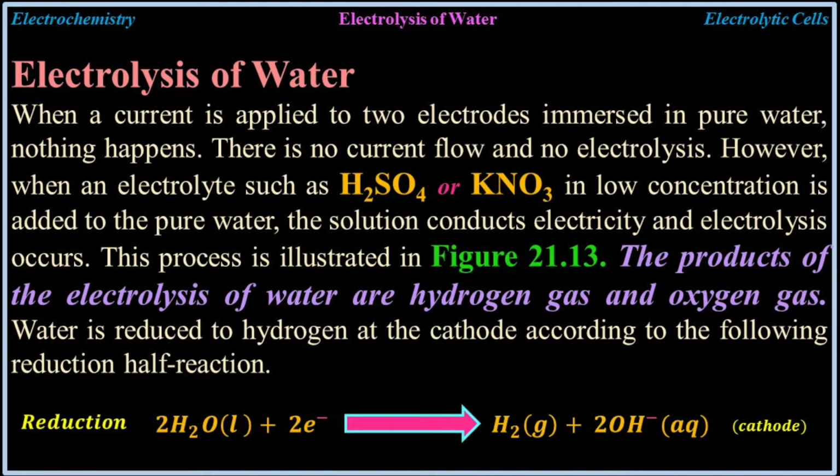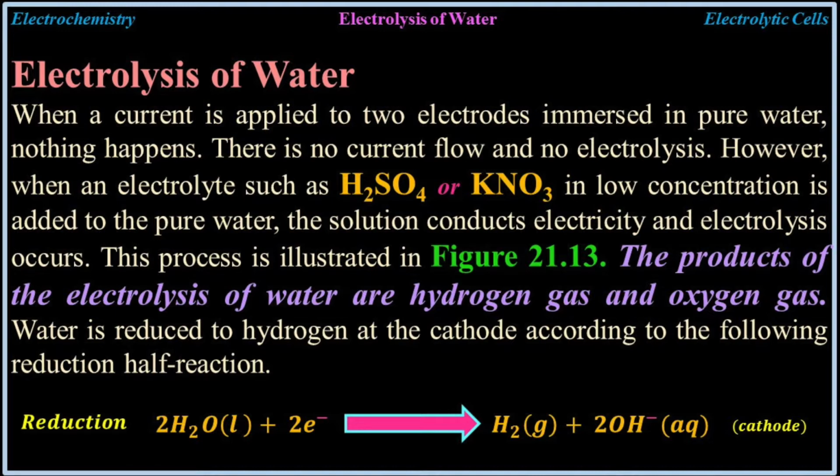Electrolysis of water. When a current is applied to 2 electrodes immersed in pure water, nothing happens. There is no current flow and no electrolysis. However, when an electrolyte such as sulfuric acid or potassium nitrate in low concentrations is added to pure water, the solution conducts electricity and electrolysis occurs. This process is illustrated in Figure 21.13. The products of the hydrolysis, the electrolysis of water, are hydrogen gas and oxygen gas.